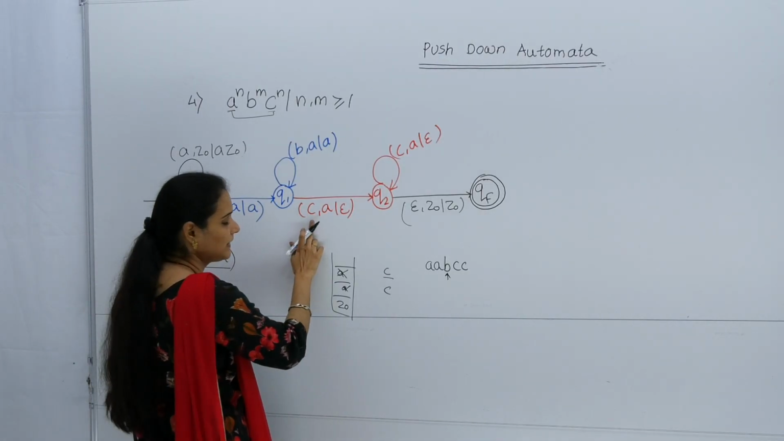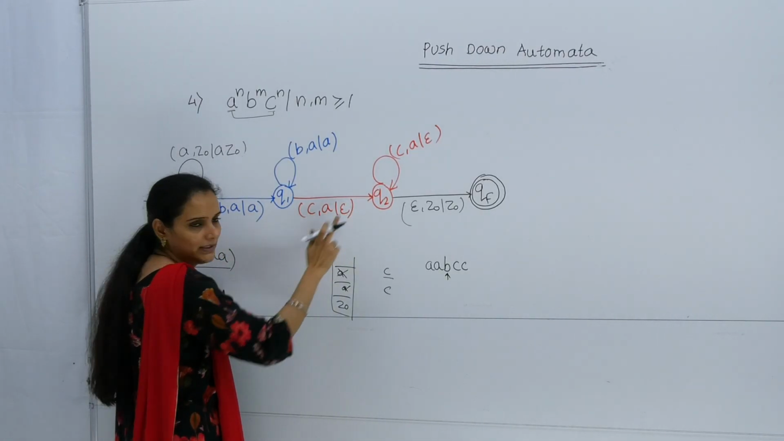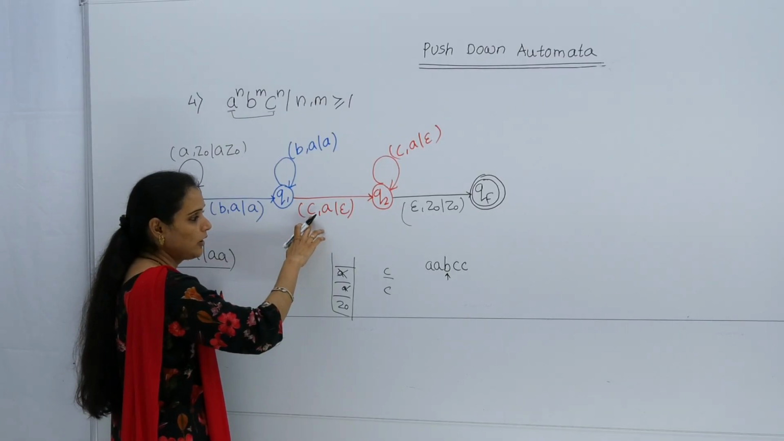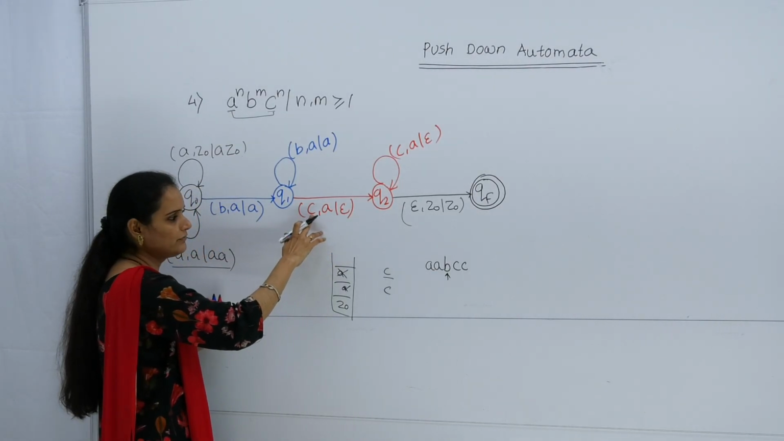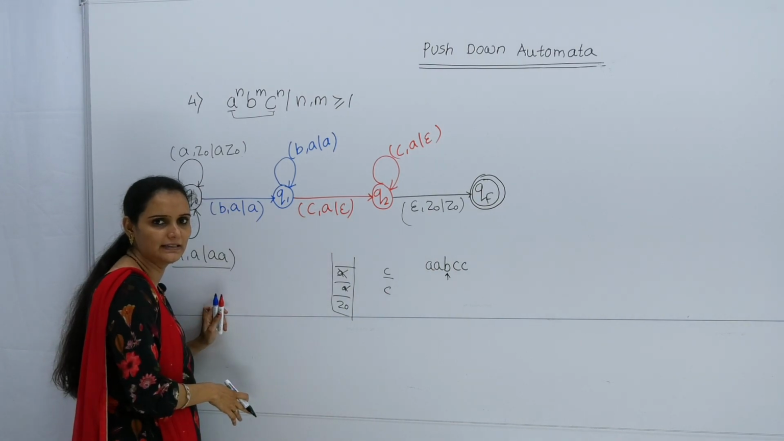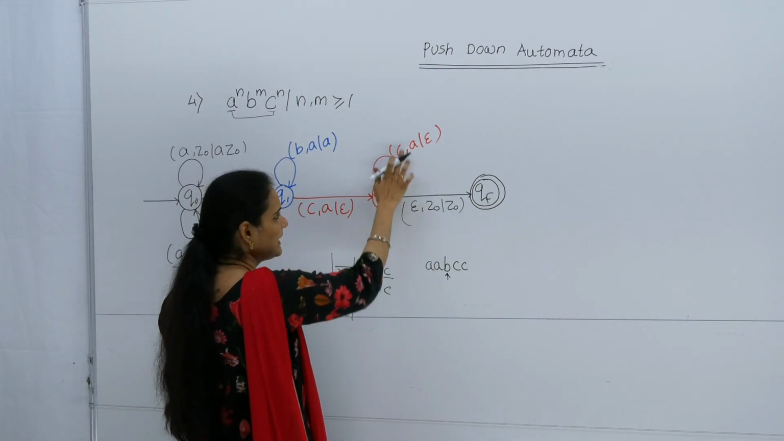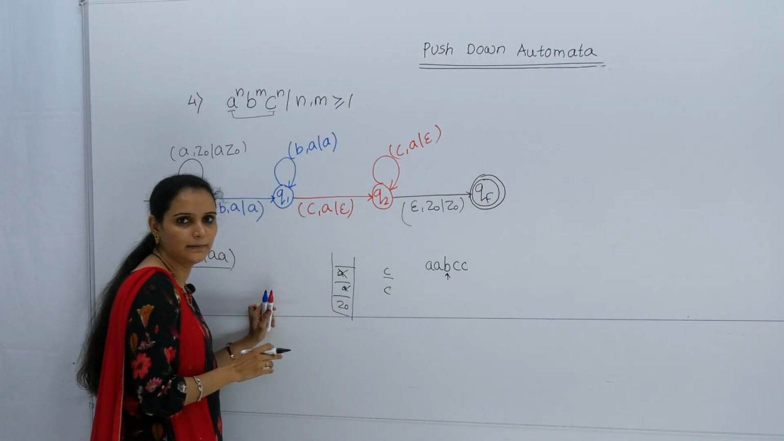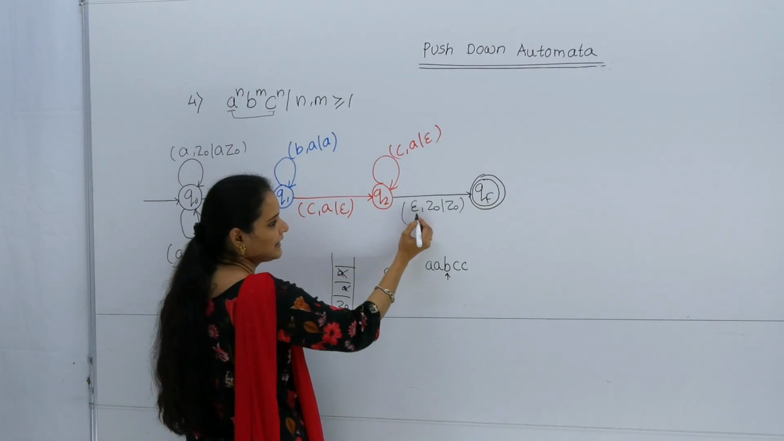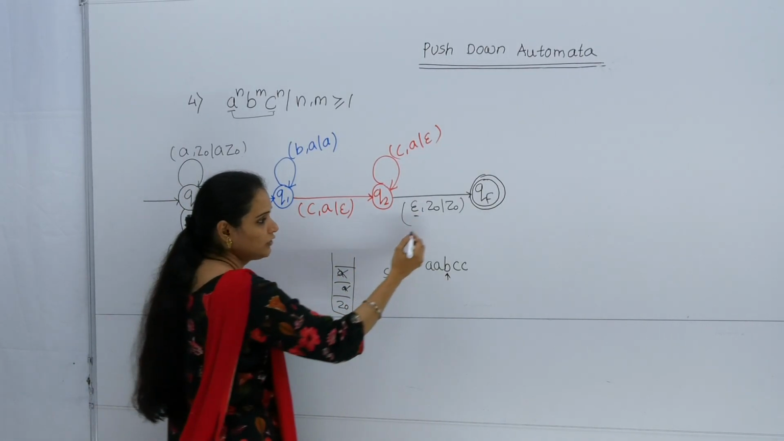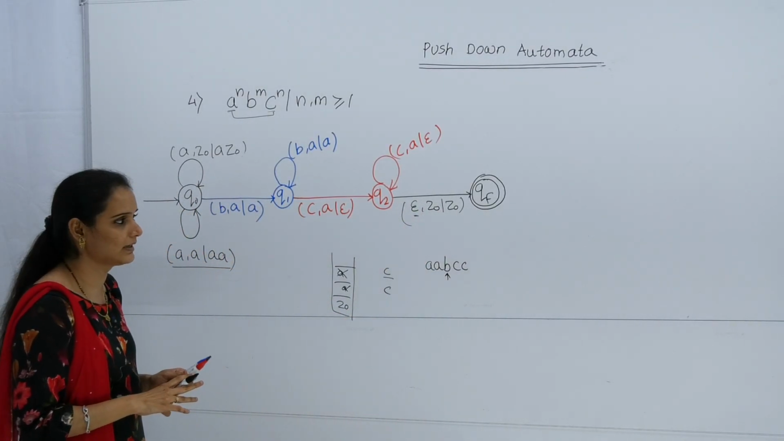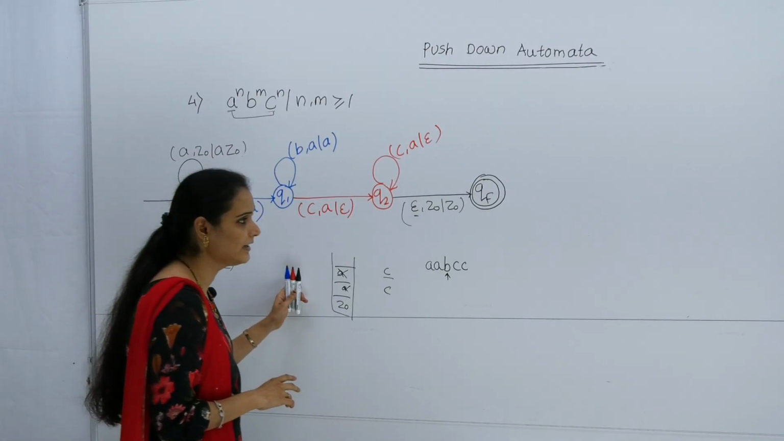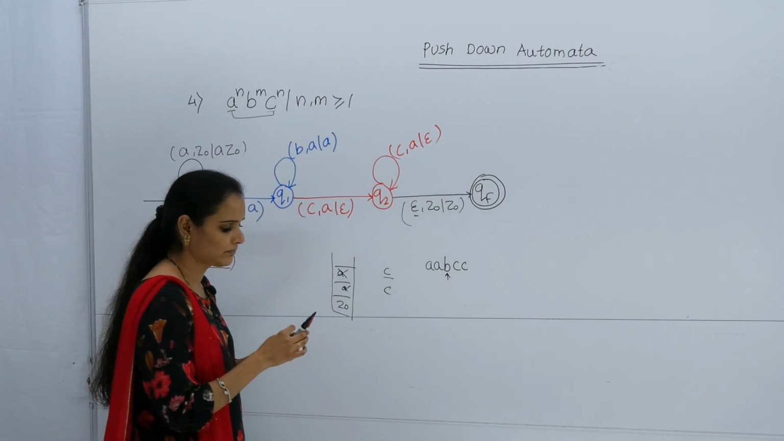Then when I obtain the first C, we move in that direction. The input symbol is C, the top of the stack is A, and for C we perform the pop operation. The same is repeated in the form of a loop. Now at the end of the string the top of the stack is Z0, and the stack contents look like this. In this way that particular string will be accepted.